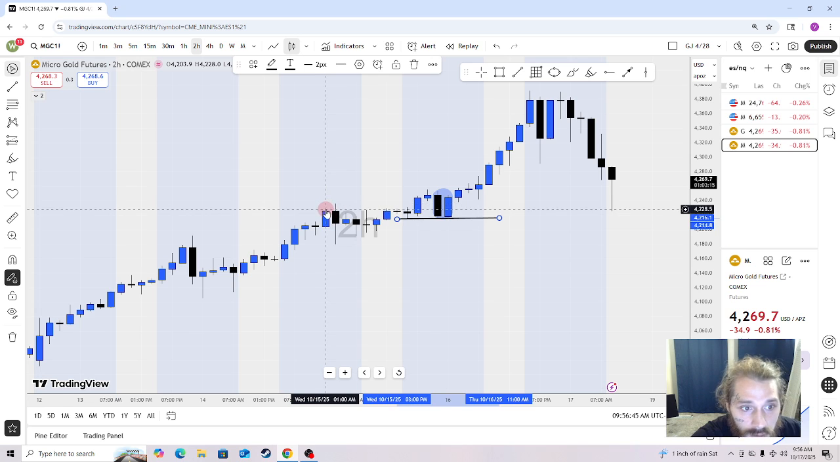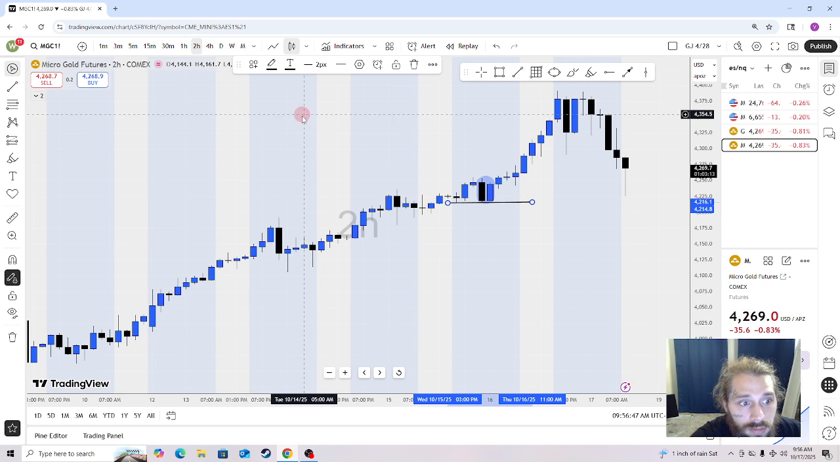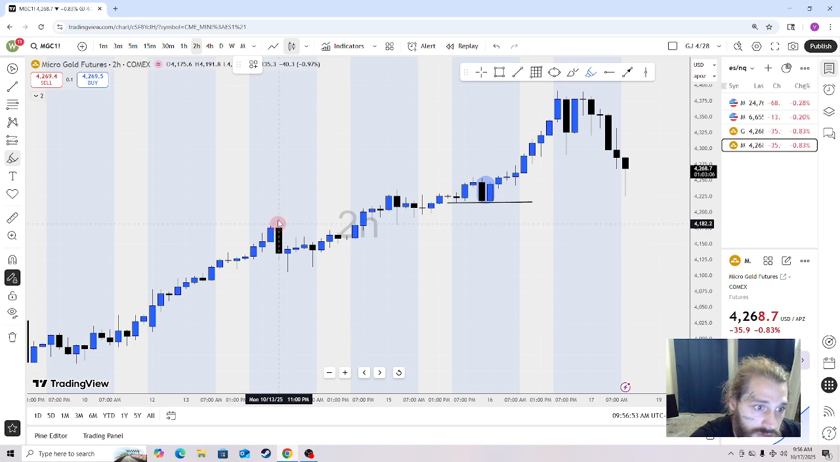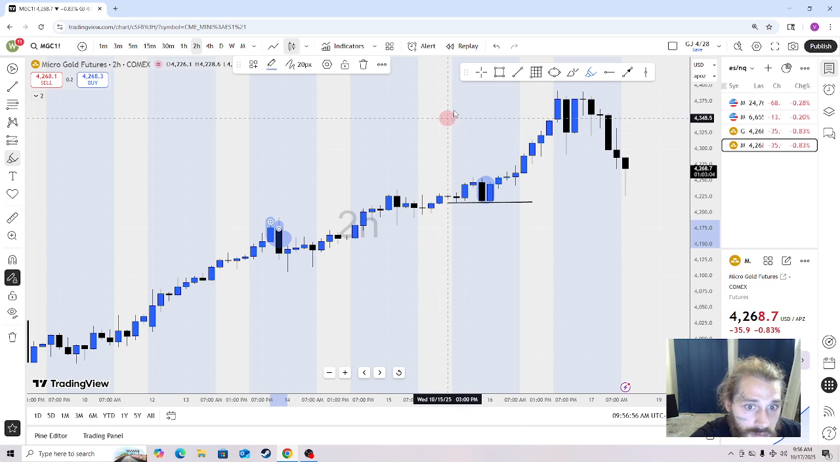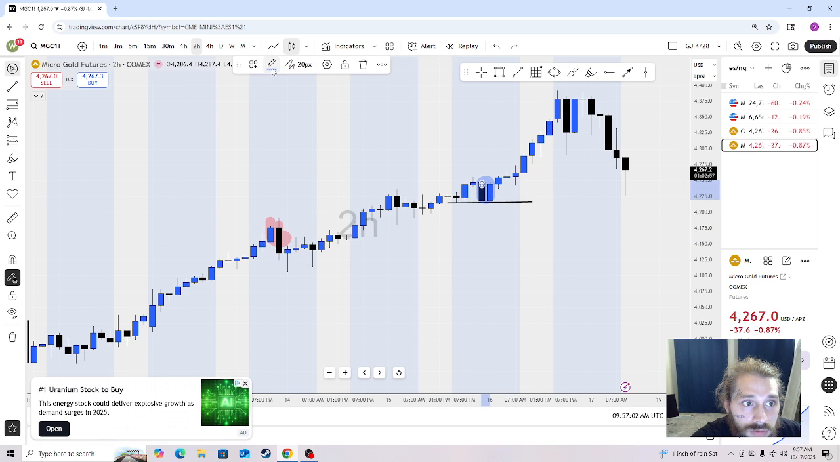So again, here's another bearish engulfing that inevitably didn't cause price to drop, but it did cause price to retrace. Bearish engulfing. Bearish engulfing.